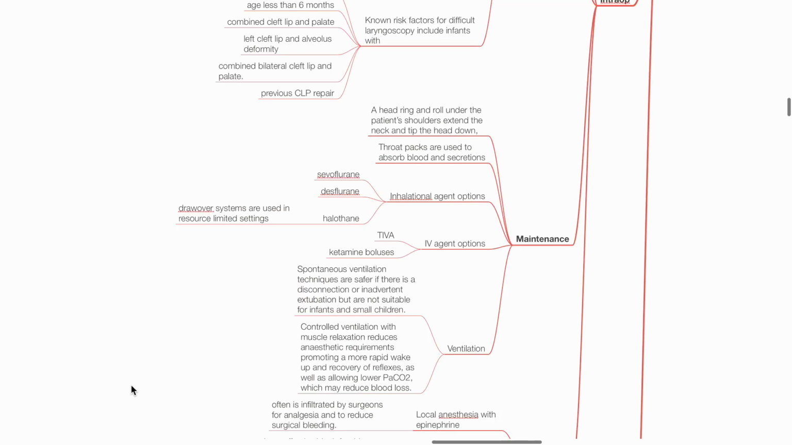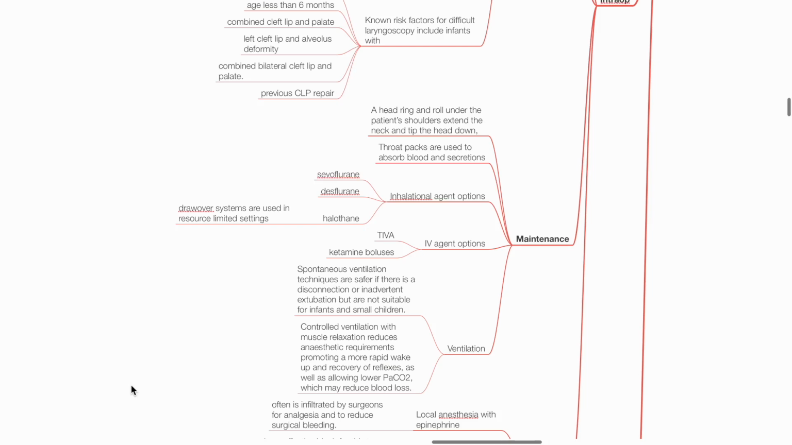Maintenance. Use a head ring and a roll under the patient's shoulders to extend the neck and tip the head down. Throat packs are used to absorb blood and secretions. Options for inhalational agents include sevoflurane, desflurane, or in resource-limited settings, halothane with draw-over systems. IV agent options include TIVA or ketamine boluses.